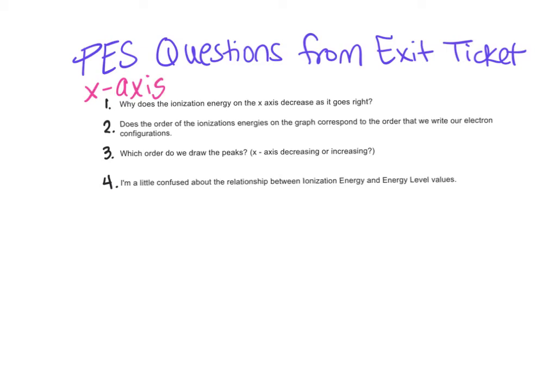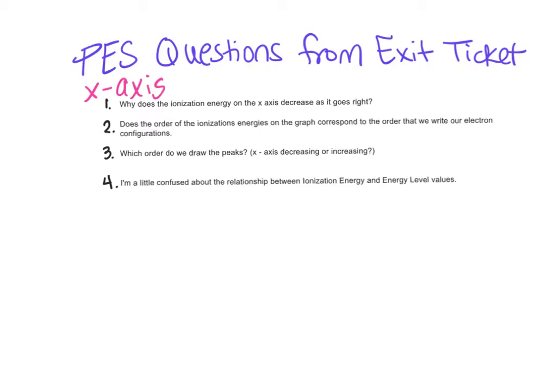Hi all. I'm going to go over these questions that you left me from the exit ticket. I tried to categorize them and I will attempt to go in order. So the first one is, why does the ionization energy on the x-axis decrease as it goes to the right?